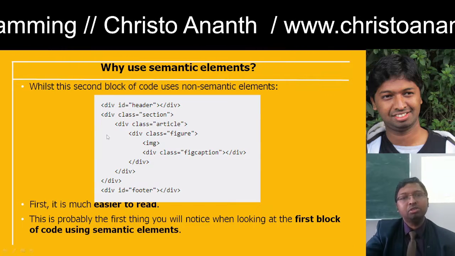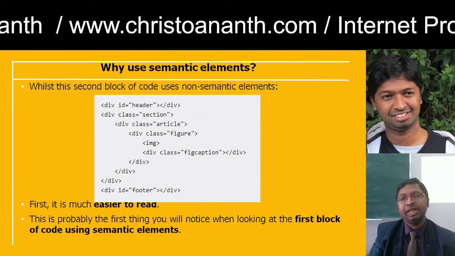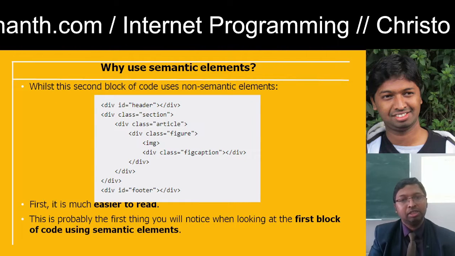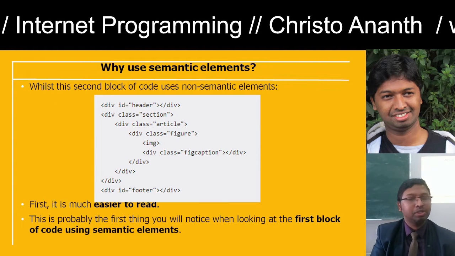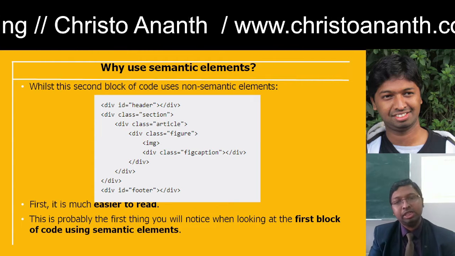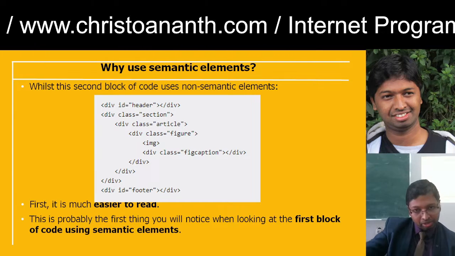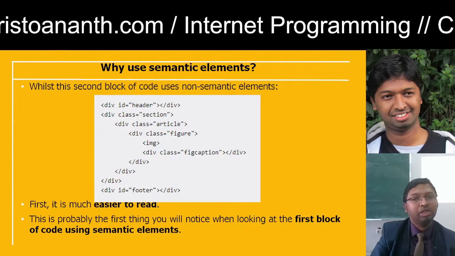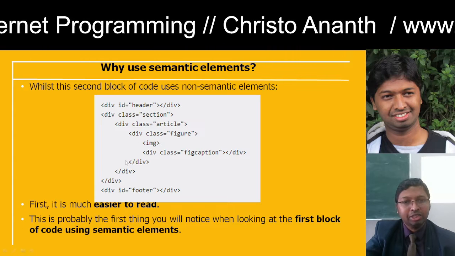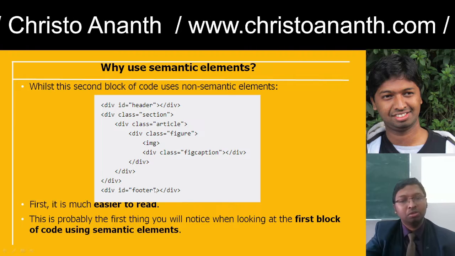You can also use the second block for non-semantic elements, for example div id equal to header, close the div tag, then div class equal to section, div class equal to article, and div class equal to figure. Then you have the image, div class equal to figure caption, close the div tag, and close the outer div tags. Then div id equal to footer, and for this also you close the div tag.